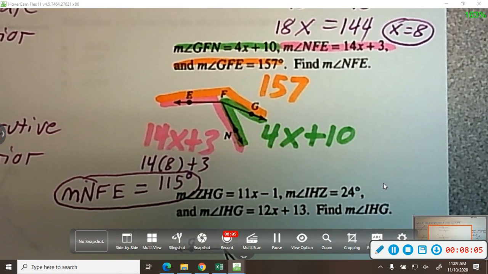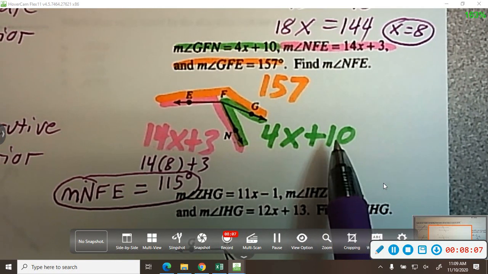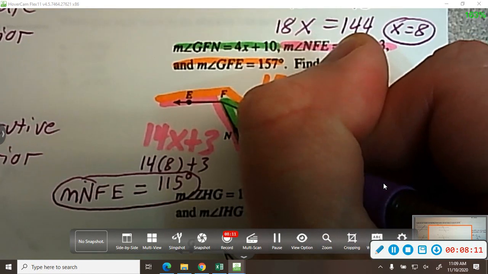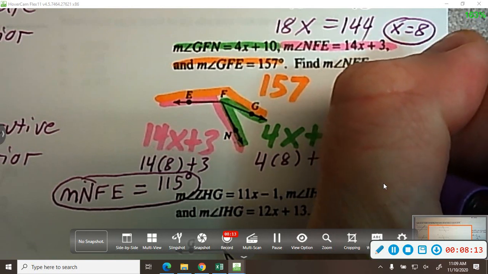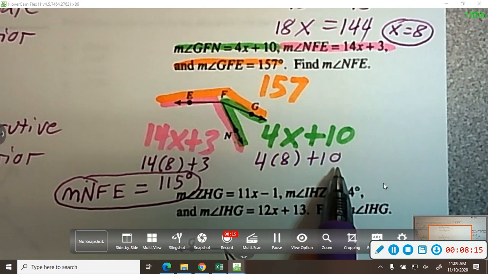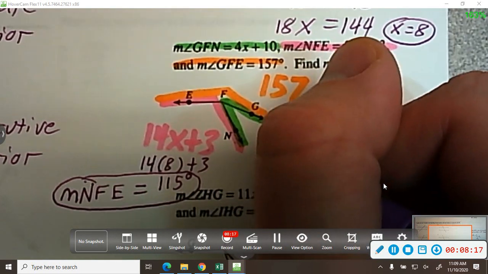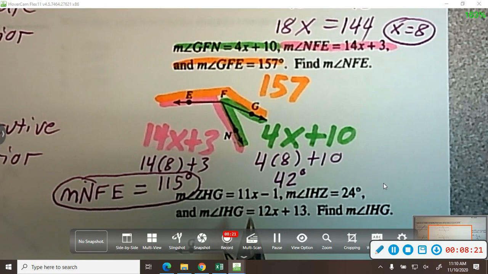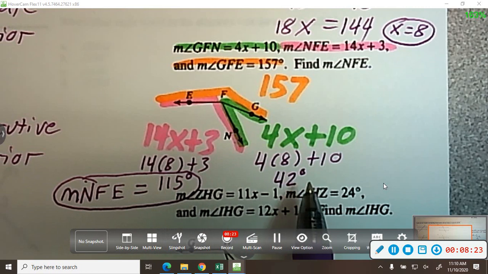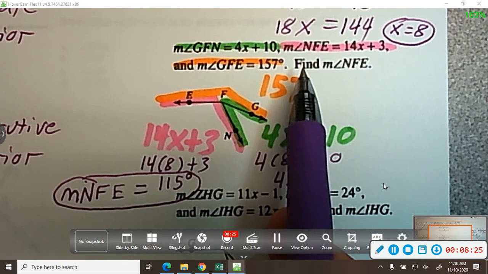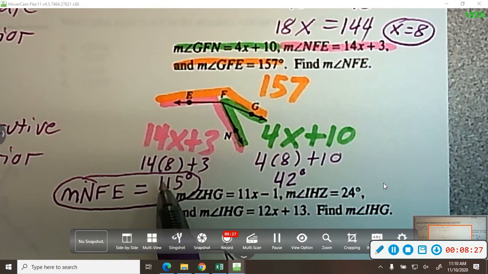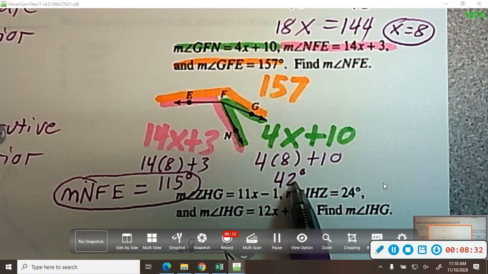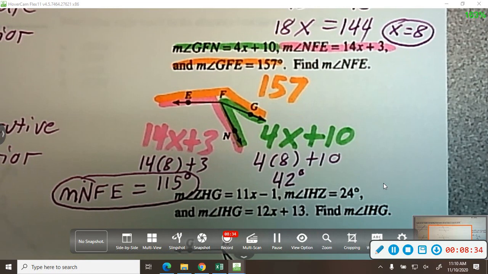Now, I would highly encourage you to go ahead and plug it in here too and say what's 4 times 8 plus 10? So 32 plus 10, 42. Even though they didn't ask for that, because then I could say, is 115 plus 42 equal to 157? And that's a really good way to check your work. So yes, 115 plus 42 is 157.